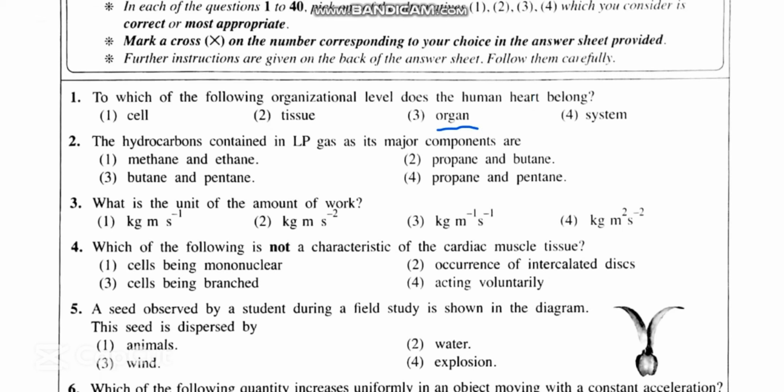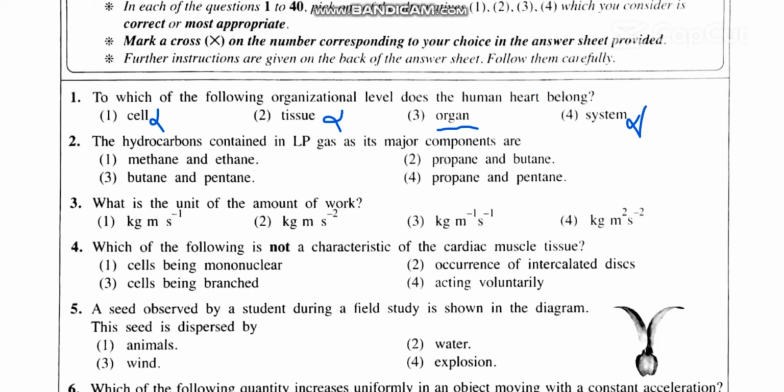The cell is the initial functional unit. Cells together form tissue. The human heart is an organ, so it can't be a system, a cell or a tissue. So the technique you have to use is to reject the wrong answers. Don't choose the correct answer; reject the wrong answers, then the correct answer will come to you automatically. Theoretically fight with the question and take the answer, then MCQs are going to be really easy.